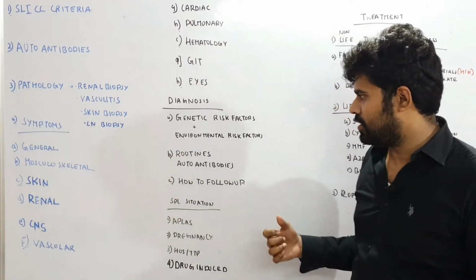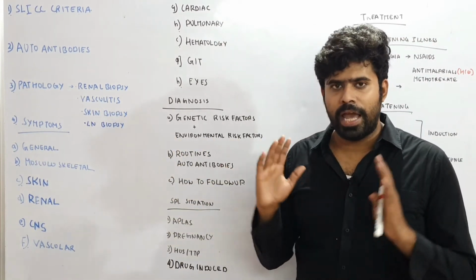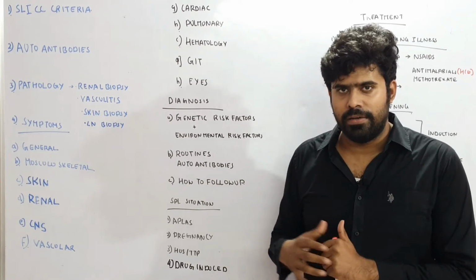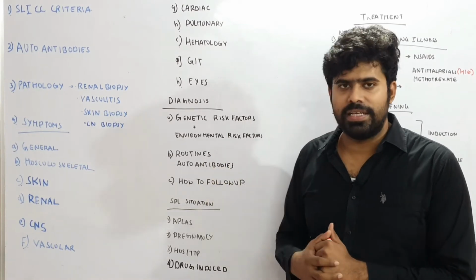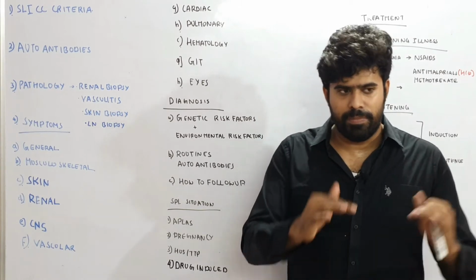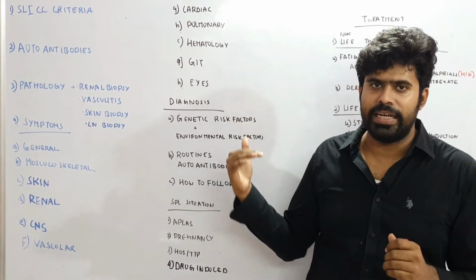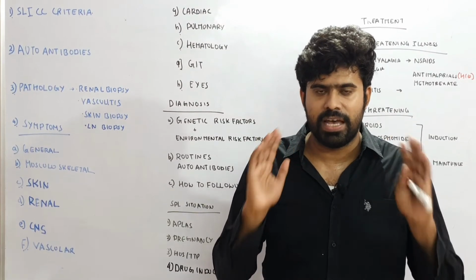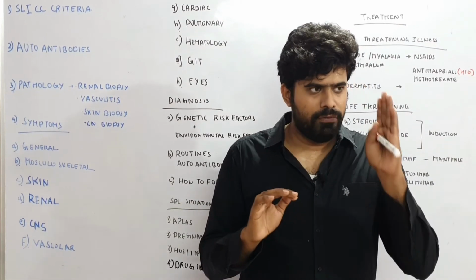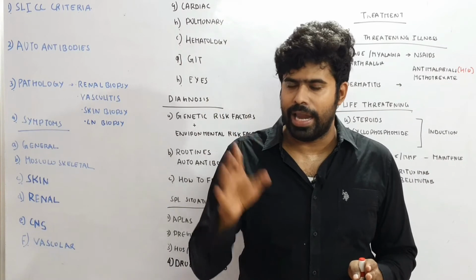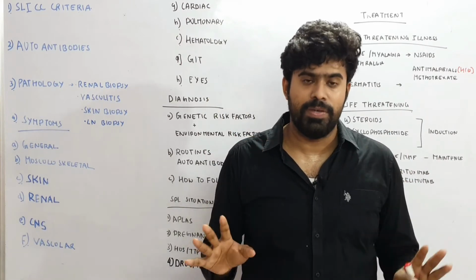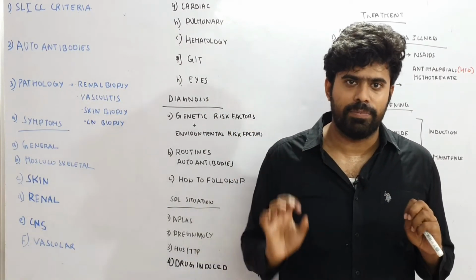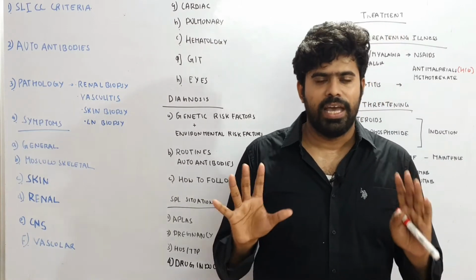This is the pathogenesis. So how do you diagnose a patient with SLE? First, the patient should meet the SLE criteria. The SLE criteria score should be 4 or more, with at least 1 clinical criterion and 1 lab criterion, that is a must. Then you can diagnose SLE with 93% sensitivity and 92% specificity.